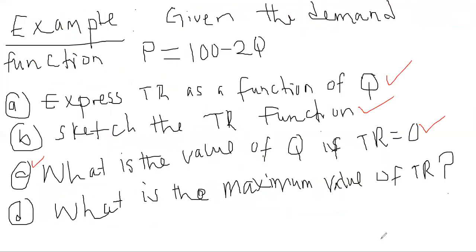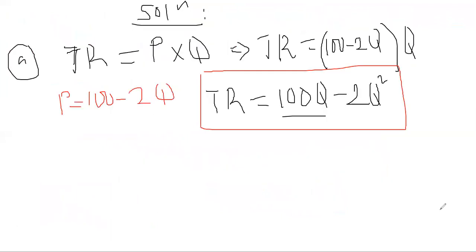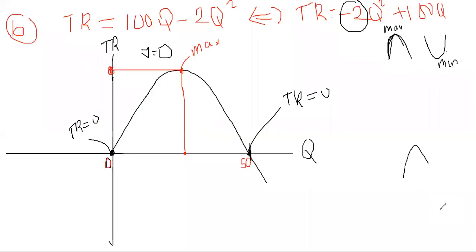The D part is asking us what is the maximum value of total revenue. So we want to know the highest level of profit we could achieve with this total revenue function. So they are asking us this question, the maximum profit, the maximum total revenue rather. To find it is very, very simple. First, we need to find the quantity that maximizes the total revenue.